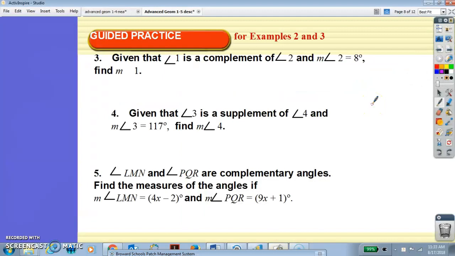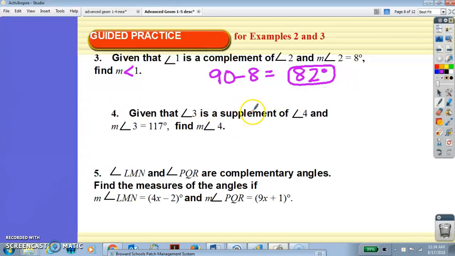Given that angle 1 is a complement of angle 2, and angle 2 is 8 degrees, what is the measure of angle 1? Angle 1 and 2 are complementary. They're complements. If angle 2 is 8 degrees, what is the measure of angle 1? 82. Complementary angles add to 90. One of them is 8. 8 plus 82 is 90.